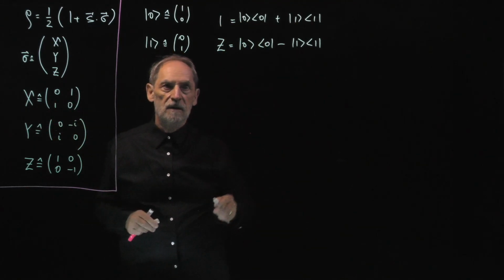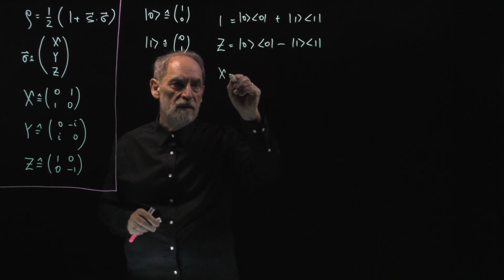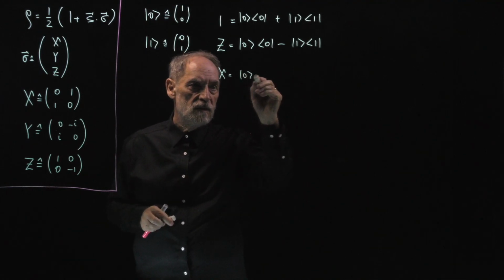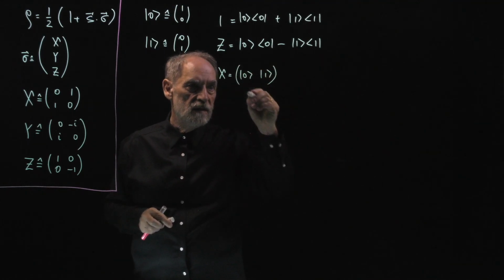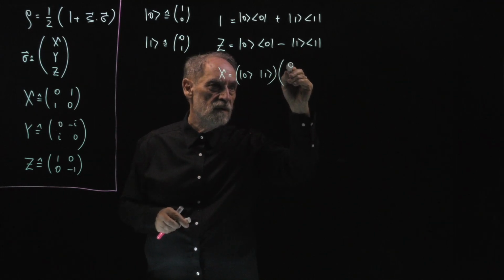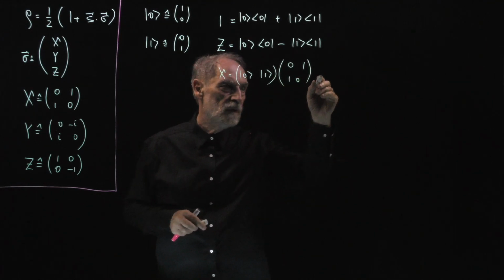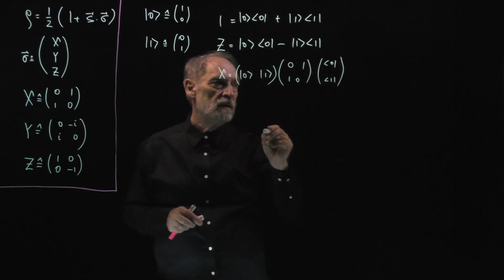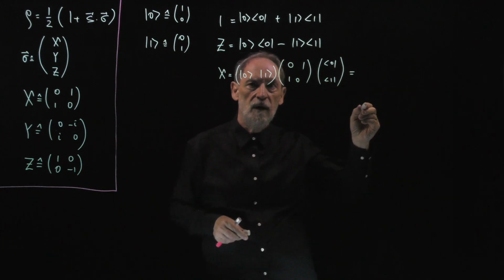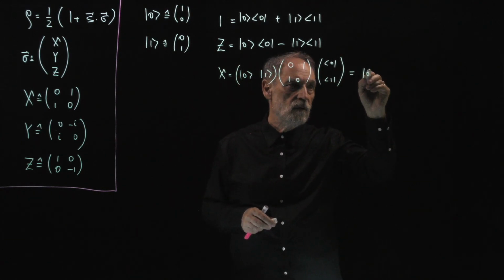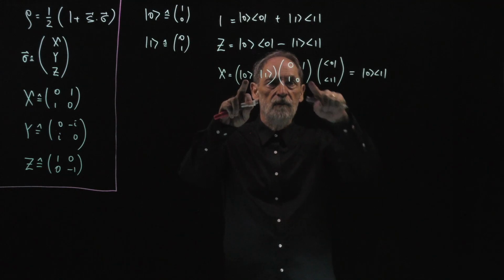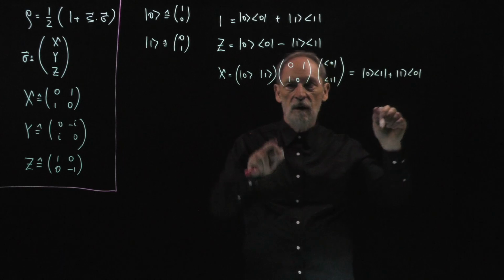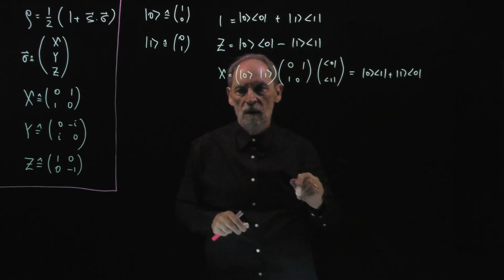And then we have the x and the y. If we look at this matrix representation, we can just work it out. So we have this basis of 0, 1. Here we have the matrix 0, 1, 1, 0, and then we have the column of 0 and 1 bras. And so multiplying this out gives us the |0><1| ket bra from here, here, and here, plus the |1><0| ket bra from here, here, and here.